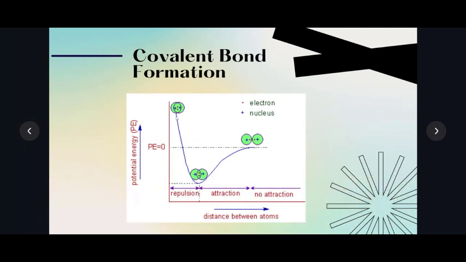So first, before there's any type of bond, there's going to be a high amount of potential energy right here when they're super close to each other, and then this will go down right here, and this area is going to be your repulsion. Next, the potential energy will increase until there'll be a lot of stability between the bonds when there is attraction.